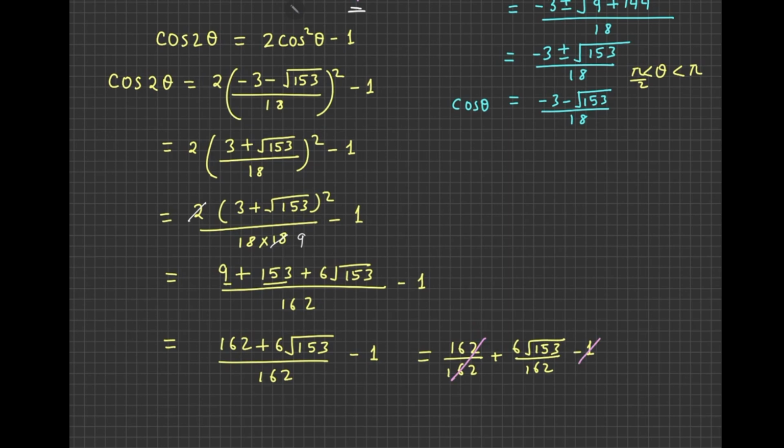What are we left with? We're left with 6 square root of 153 divided by 162. Simplifying it even further, we're left with square root of 153 divided by 27.